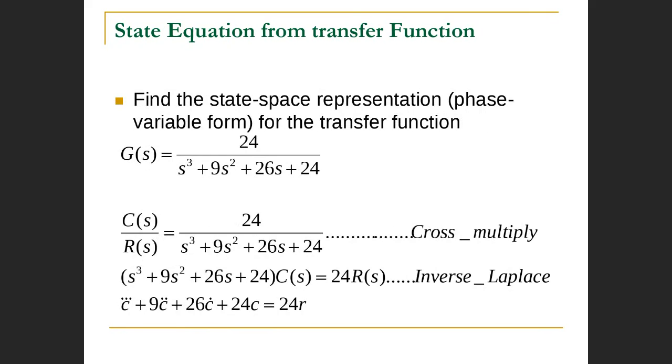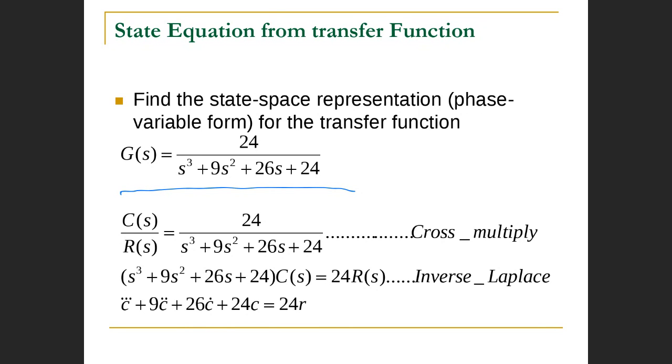So here is our system. It says find the state space representation in the phase variable form for the transfer function here. G of s is equal to 24 divided by s cubed plus 9s squared plus 26s plus 24. That's our transfer function. So what we're going to do is establish input and output and cross multiply.